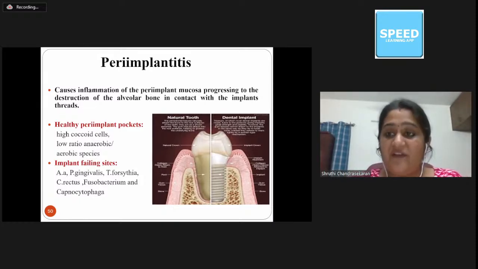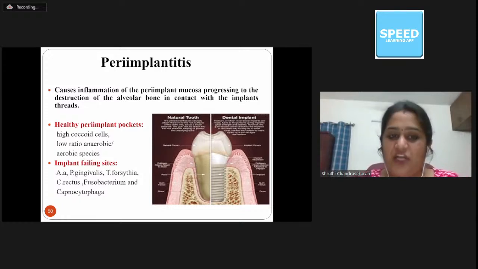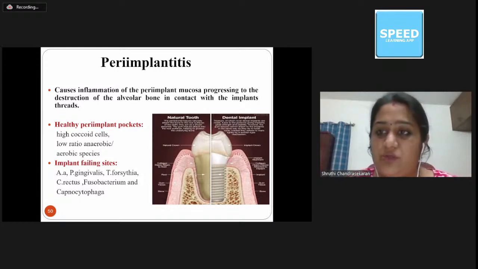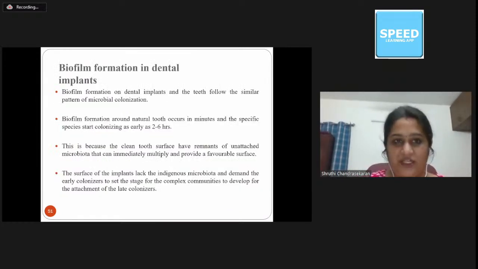Just like a healthy periodontal pocket, a healthy peri-implant pocket will have a high coccal cell count and a low ratio of anaerobic to aerobic species. A failing implant, this is the MCQ question which was asked in 2019, will have Aggregatibacter actinomycetemcomitans, P. gingivalis, Tannerella forsythia, Fusobacterium nucleatum, and Capnocytophaga. As you can see, there is not much difference between periodontitis and peri-implantitis. So the organisms are also almost similar in both conditions.